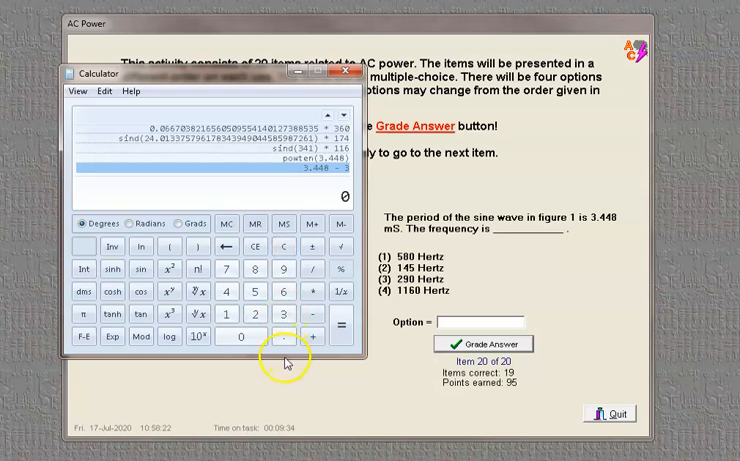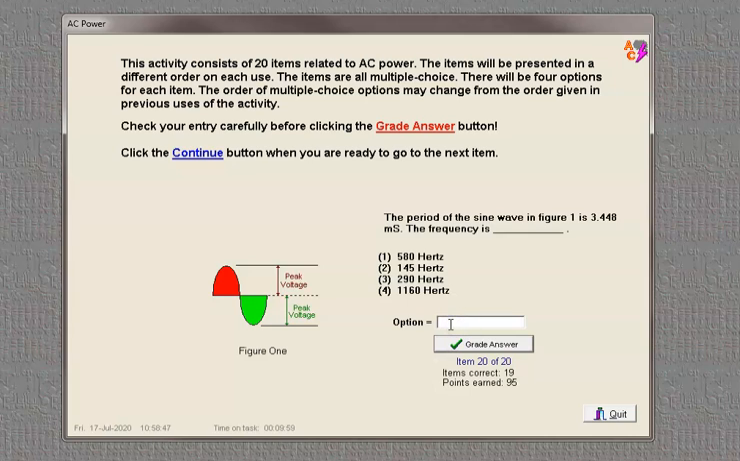So let's just do it the way I did it before. That's the thing about calculators. If you don't have one that's easy to work with, you're going to fight it all the time. So I'm going to put in 0.00348 and do that conversion myself. And I'm going to do 1 over x to get the frequency, 287.35. So we'll go with 290, number 3, 290 hertz.